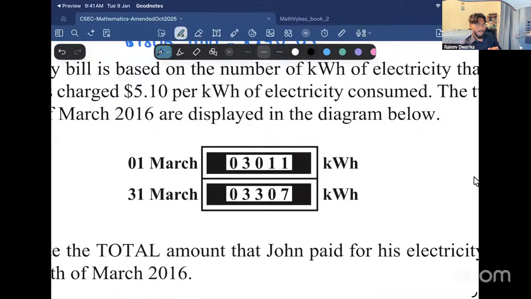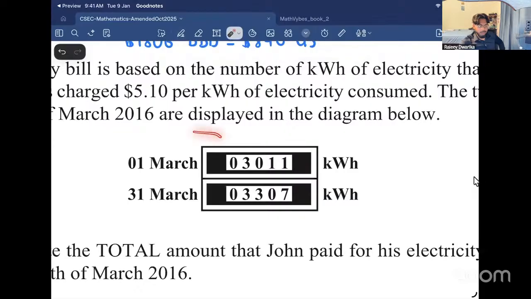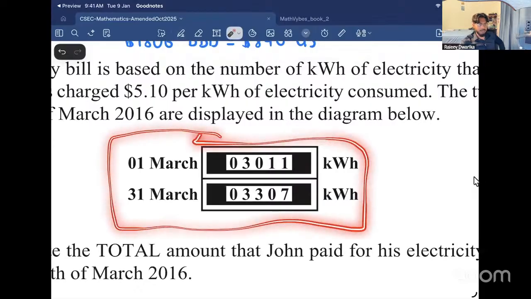Carla, tell me. How would I figure out the amount of energy consumed for the month of March? I see the reading on top, before the reading for the question. This is everything you need.